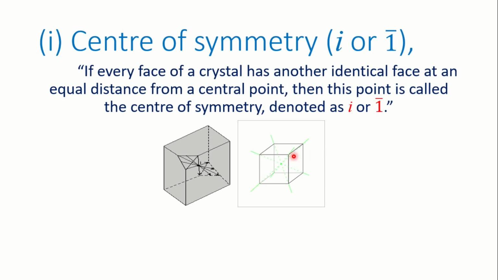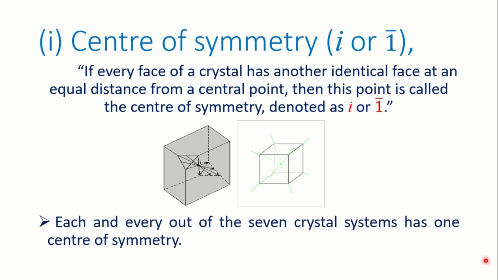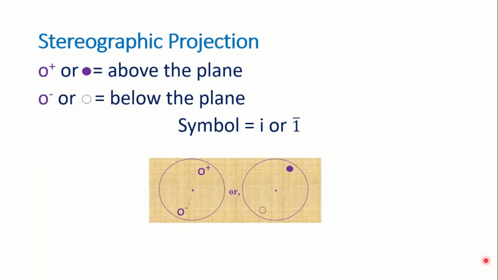The same thing is repeated here also. If you start your journey from here to here, then this is the middle point. Now start your journey from this point, pass through this center and end at the same distance, then this point is again repeated. So this is the center of symmetry. The characteristic of the center of symmetry is that each and every one of these 7 crystal systems has 1 center of symmetry.